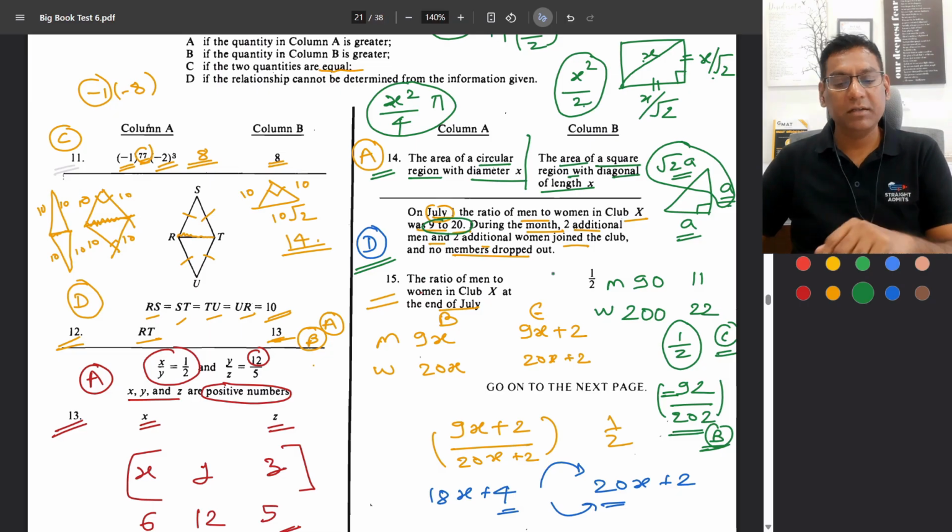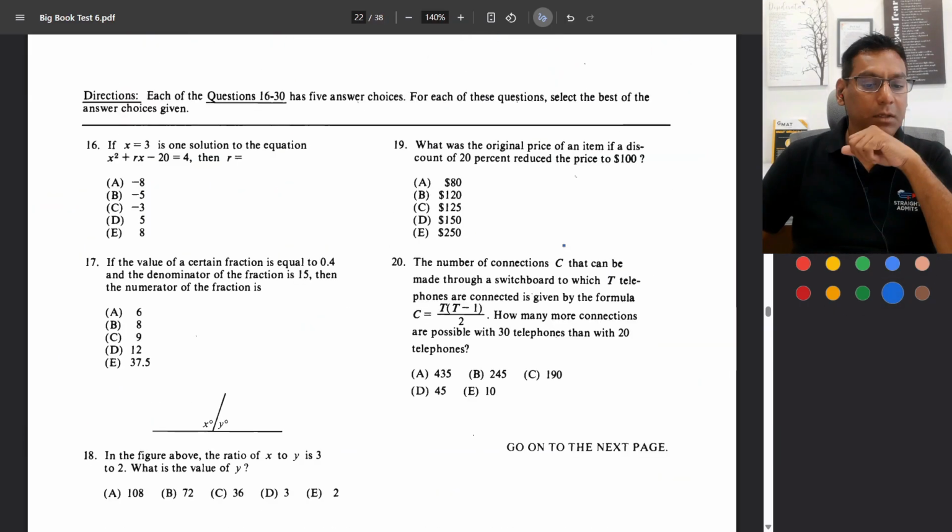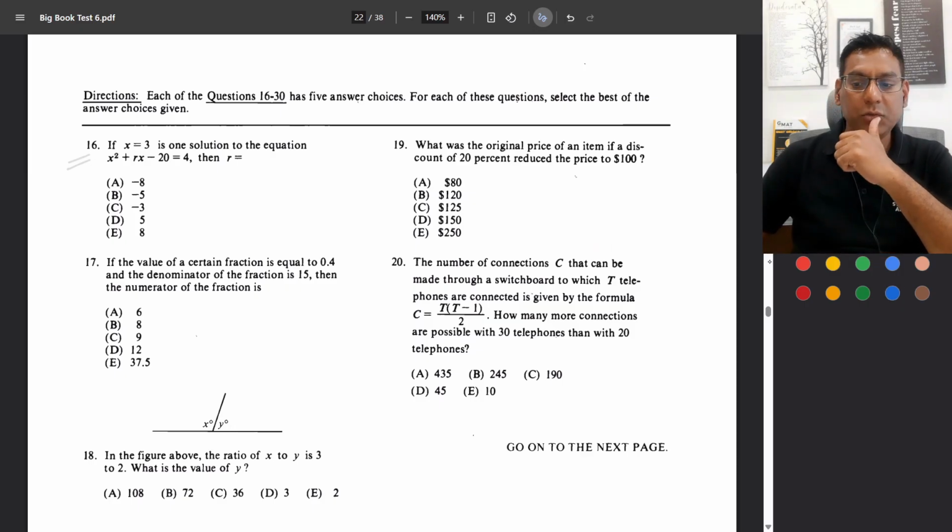Okay, you could have done it that way also. Okay, let's look at the other questions. Question 16. If x is equal to 3, then one solution to the equation x square plus rx minus 20 is equal to 4. Then r is equal to what?